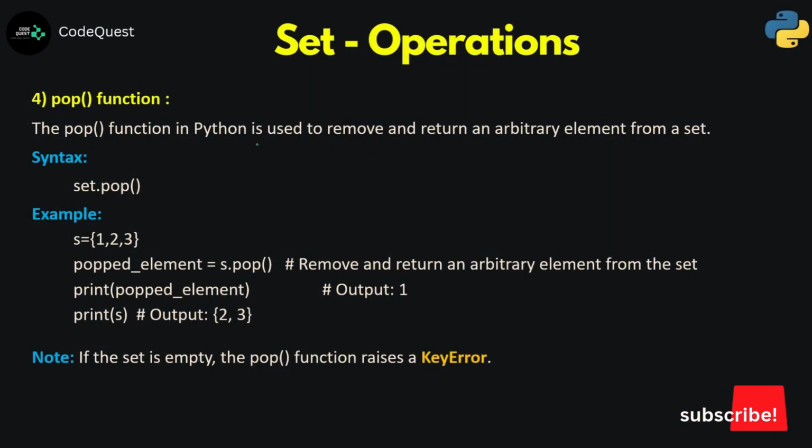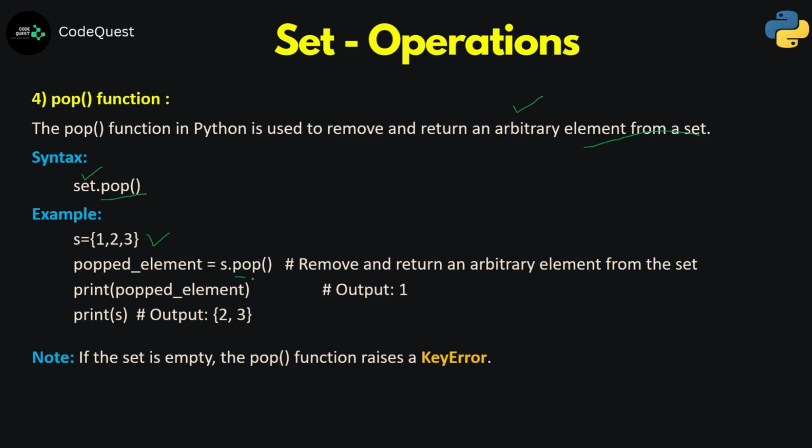The pop function in a set is used to remove and return an arbitrary element from a set. When I say arbitrary, I mean random; I do not know which element is going to be removed, but we can get one element out of the existing elements in the set. We can use the pop function by just calling it on the respective set.